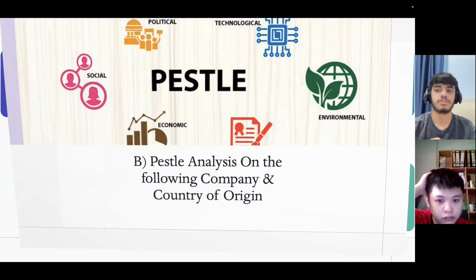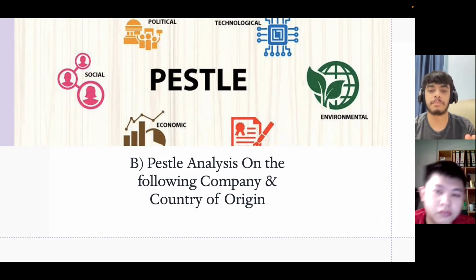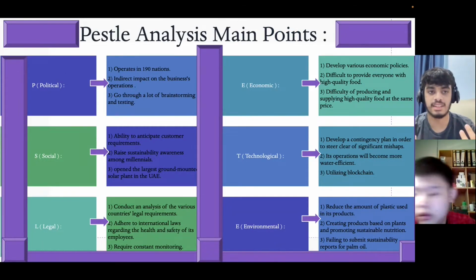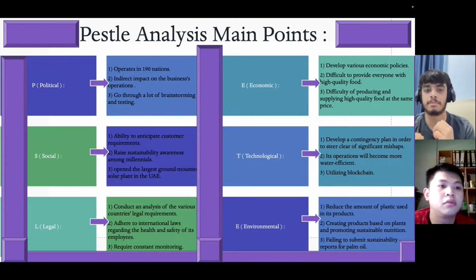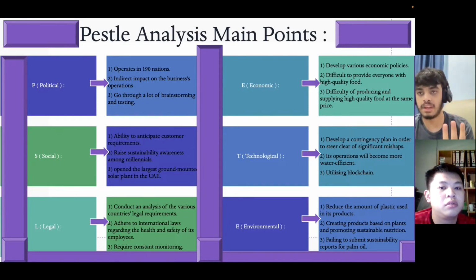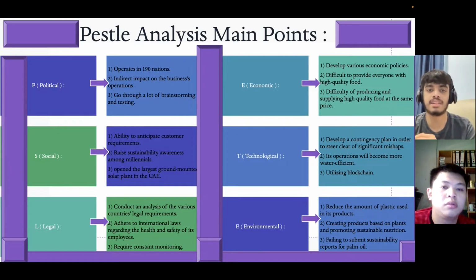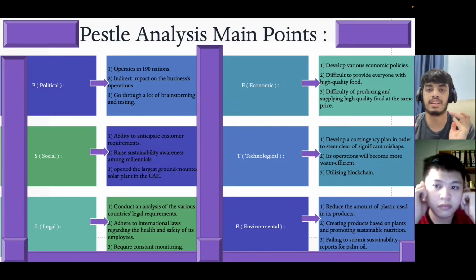All right. So now, after we've talked about the background of our company, let's talk about the PESTLE analysis regarding Nestle and its country of origin. Okay. So what is PESTLE analysis? To give you a brief recap, P stands for political, S stands for social, L stands for legal, E stands for economic, T stands for technological, and finally E stands for environmental. I have found three main points within each factor to give you better context of our Nestle PESTLE analysis.